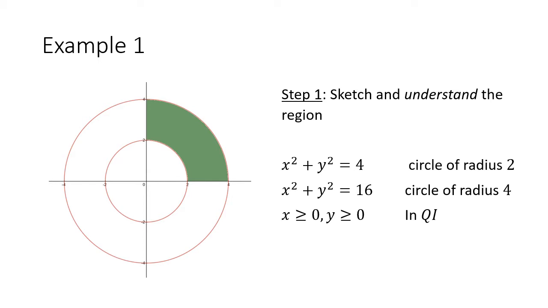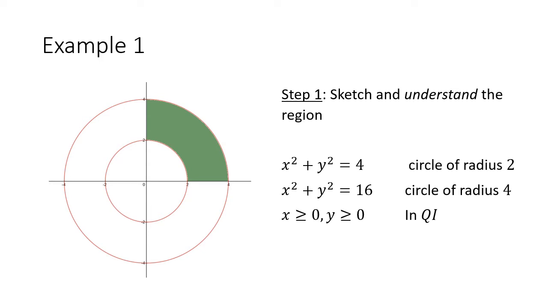Then we also have that x is greater than or equal to 0, y is greater than or equal to 0, which means we are bounded in quadrant 1. Now, we could try to set up our integral as a type 1 or a type 2, except it's going to be quite unpleasant to evaluate that integral, because we're going to have to solve these circles for either y as a function of x or x as a function of y, depending on whether we're doing a type 1 or a type 2. And again, it's just going to be kind of a mess.